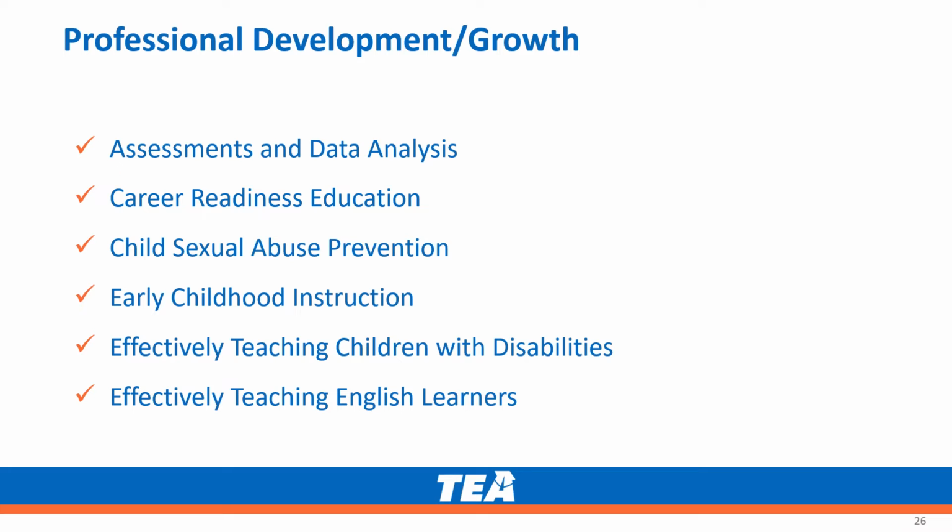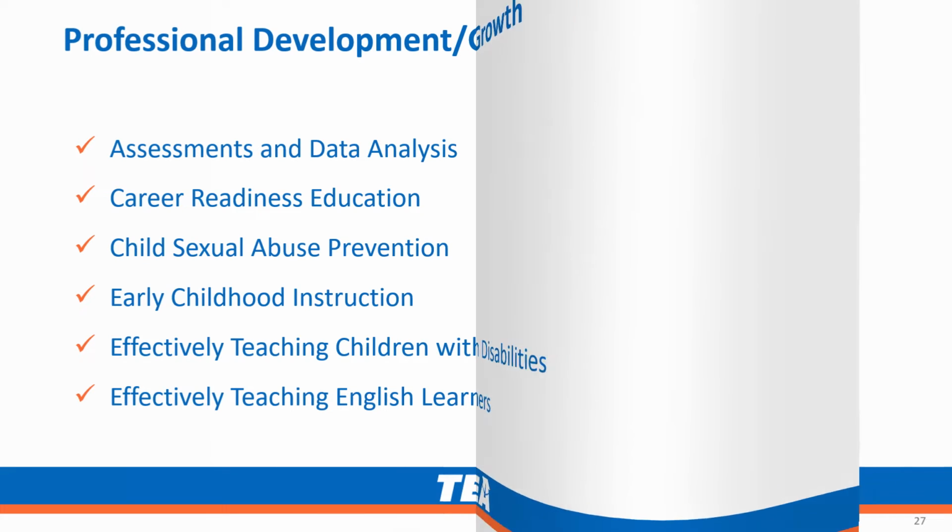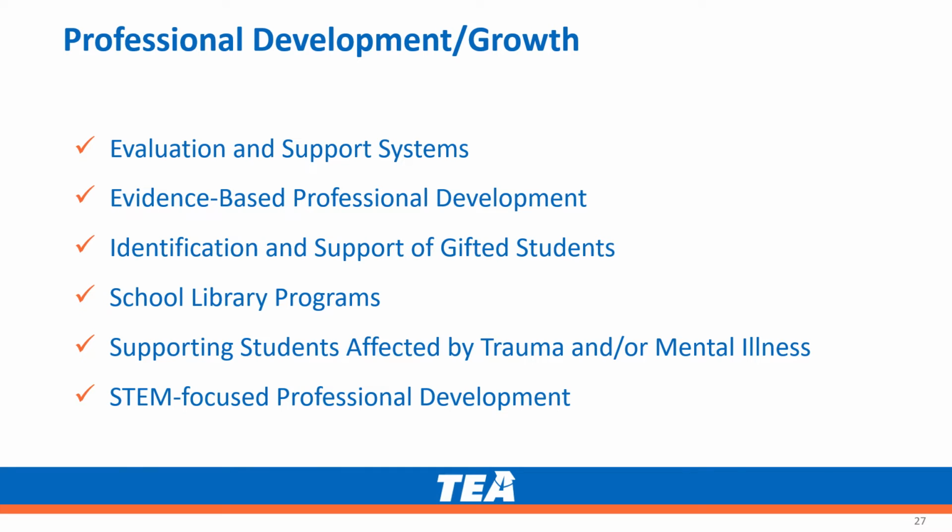Allowable activities in the area of professional development and educator growth include supplemental activities in the following categories: assessments and data analysis, career readiness education, child sexual abuse prevention, early childhood instruction, effectively teaching children with disabilities, effectively teaching English language learners, evaluation and support systems, evidence-based professional development, identification and support of gifted students, school library programs, supporting students affected by trauma and/or mental illness, and STEM-focused professional development.